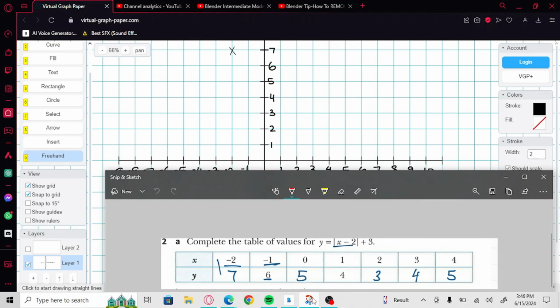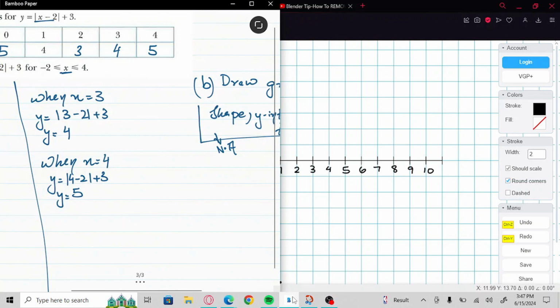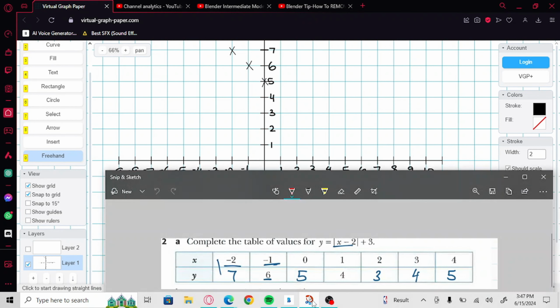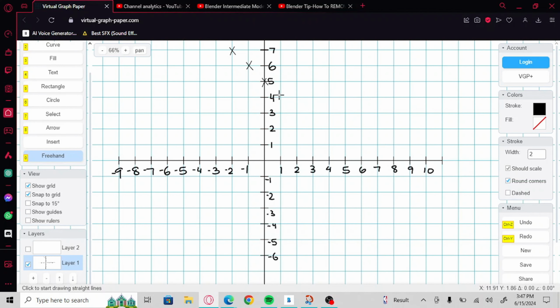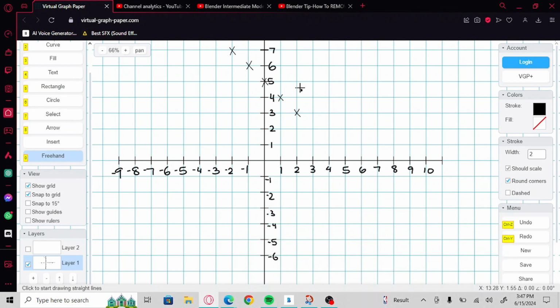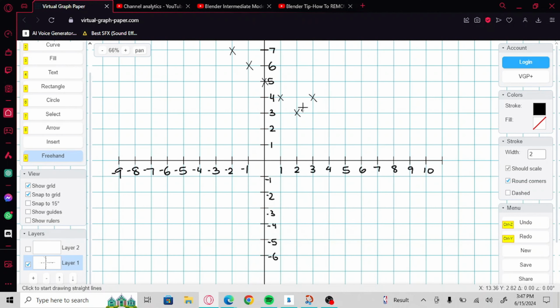The second point is when x is equal to negative 1, y is equal to 6. Here it is. When x is equal to 0, y is equal to 5. So here's the third point. And when x equals 1, y is equal to 4. And when x equals 2, y is equal to 3. And similarly, when x is equal to 3, y is equal to 4. Again, it's going to be reflected here. And this shows that this is a modulus graph. Let me complete the graph first, x equals 4 and 5.